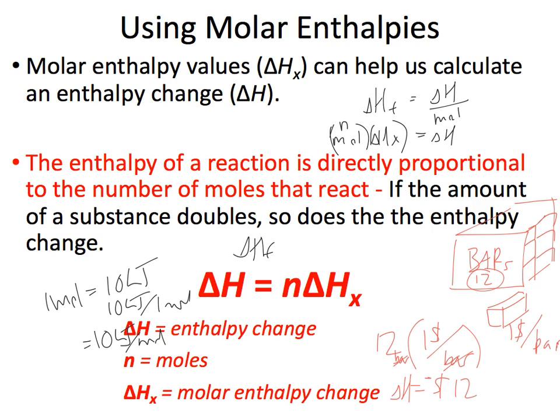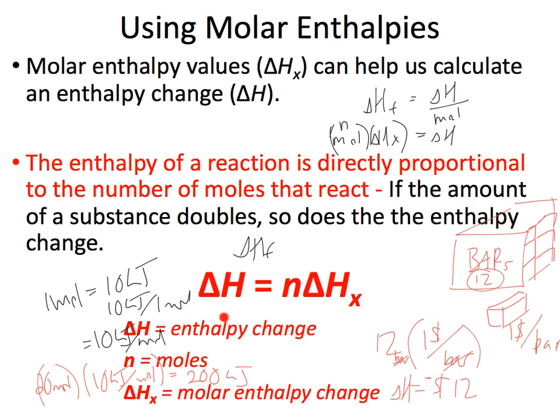Now, let's say, for example, we wanted to know how much energy would be produced if we formed 20 moles. Well, since we already know our delta Hx for this reaction, we could just take our 20 moles and multiply them by 10 kilojoules per mole, and we would get our answer of 200 kilojoules. So this value, delta Hx, is a very useful value because once we know it, we can just multiply it by any moles, and we can figure out the total amount of enthalpy.